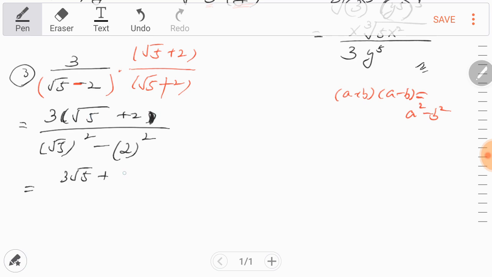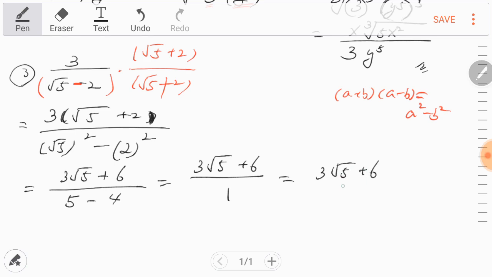So that is 3 times 2 is 6. The denominator: square root of 5 squared is just 5, minus 2 times 2 is 4. Then 3 times square root of 5 plus 6 over 1. Since the denominator is 1, just remove the denominator, so we have only the numerator. Okay, so this one does not have a radical in the denominator.